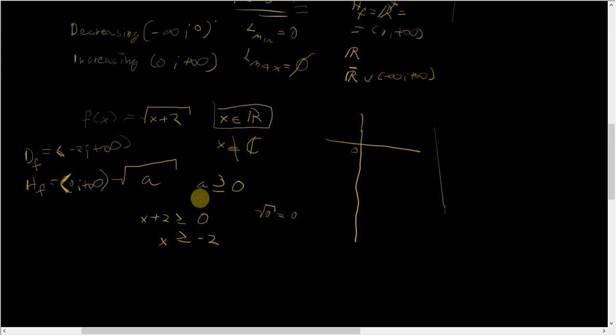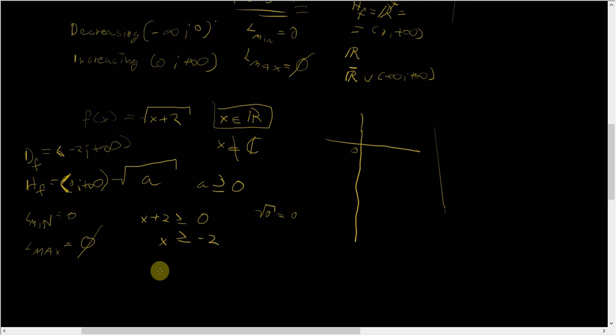So our function basically has a local minimum at point 0. It does not have a maximum because the y values just shoot up and go into plus infinity. So we don't have a maximum, we only have a minimum, a local minimum.